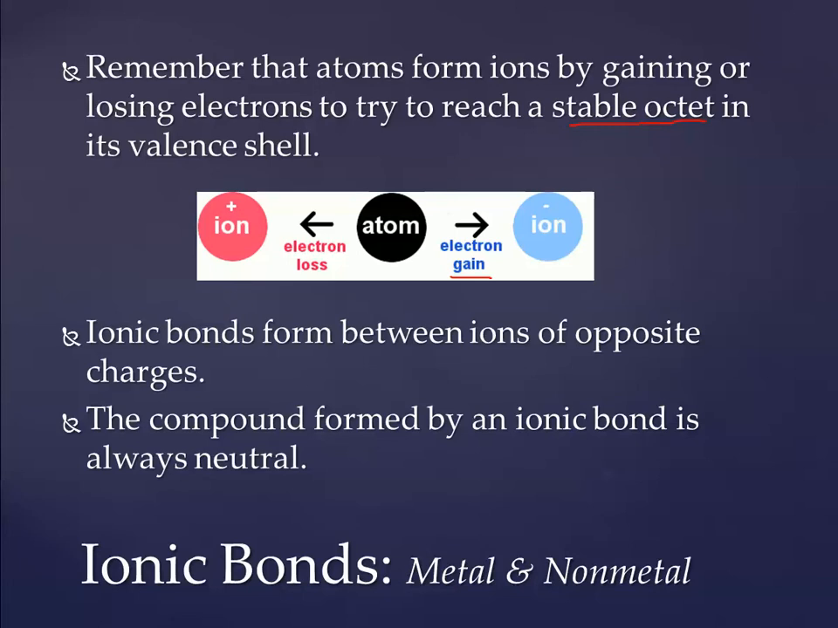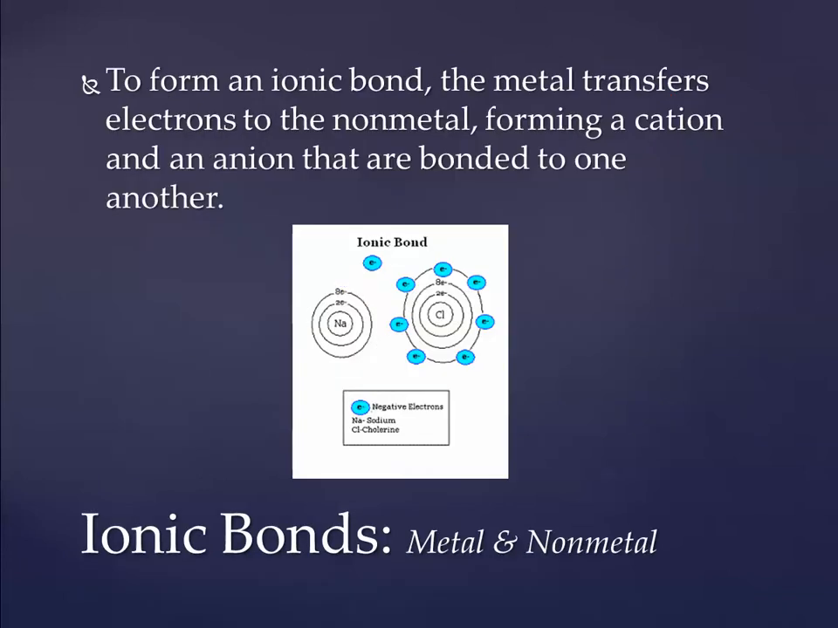Ionic bonds form between ions of opposite charges. So you're not going to have a positively charged ion bond with a positively charged one. A positive is always going to be bonding with a negative. The compound formed by an ionic bond is always going to be neutral. To form an ionic bond, the metal is going to transfer electrons to the non-metal, forming a cation and an anion that are going to be bonded to one another.